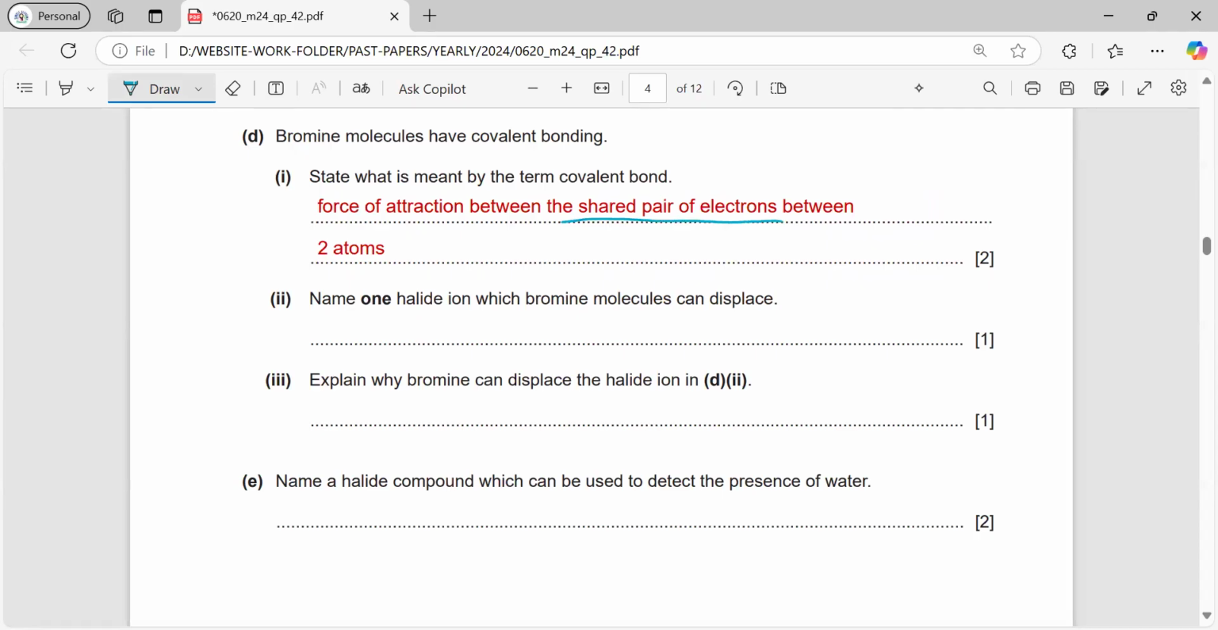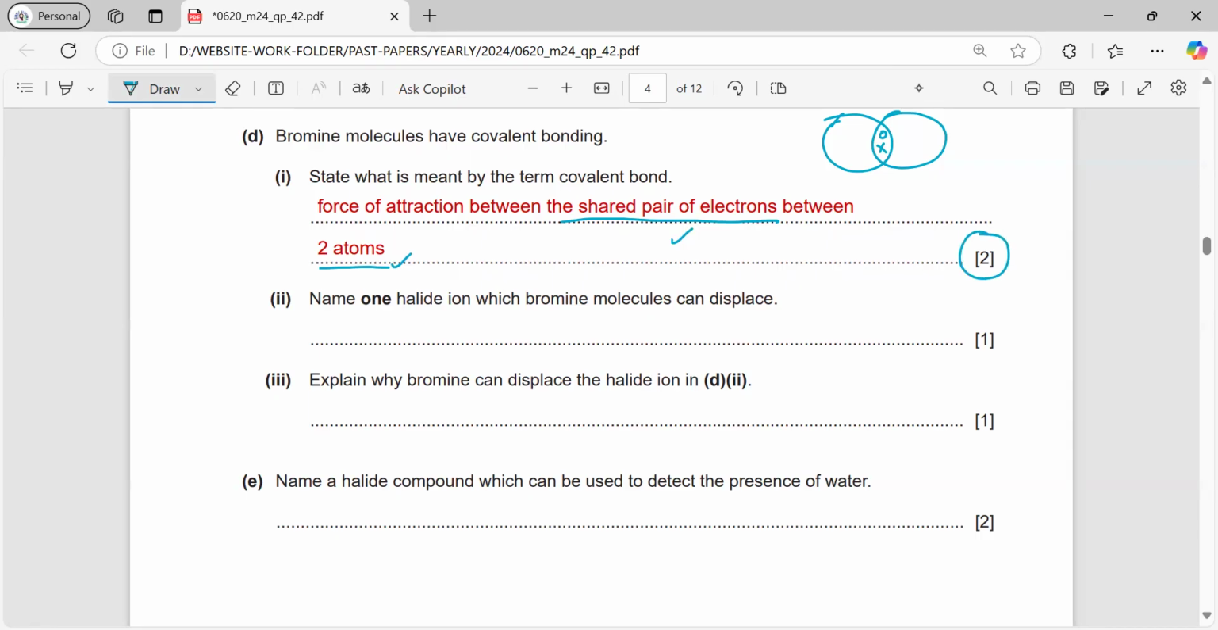because in covalent bonding there are at least two atoms which come together, overlap their shells, and they share at least a pair of electrons, one from one atom, one from the other atom. These are the least possible thing for covalent bonding. So between the shared pair of electrons and between two atoms, these 2 points are compulsory to get the 2 marks.